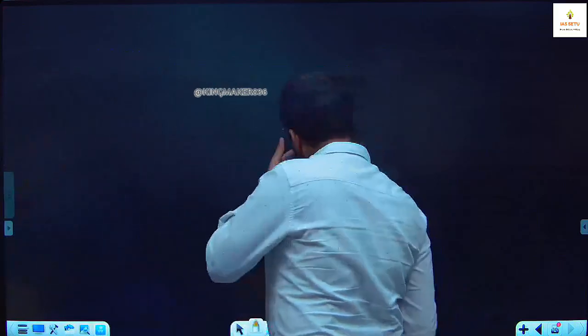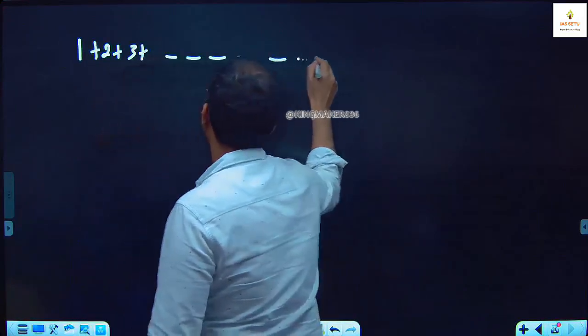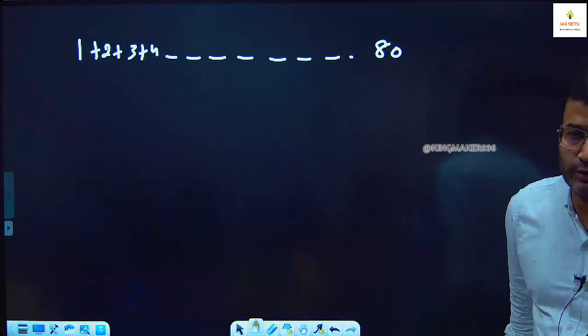Now next, 1 plus 2 plus 3 plus 4 up to 80. Sum of first 80 natural numbers.